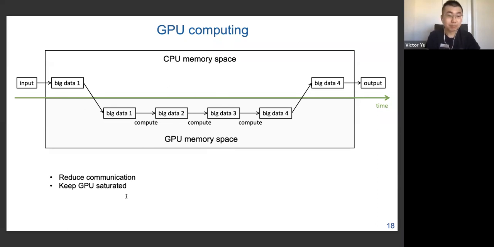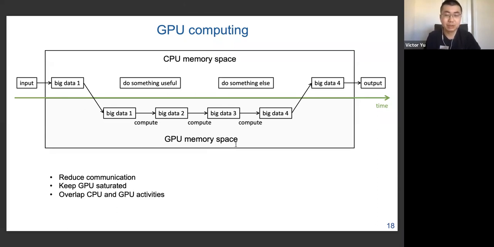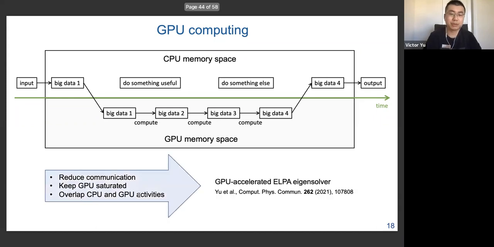And apparently, when the GPUs are doing some computations, the CPUs can be idling or they can do some other tasks suited for CPUs. So by overlapping CPU and GPU activities, we can further reduce the total computational cost. Those strategies have been utilized to develop a GPU accelerated ELPA two-stage eigensolver, which is the first distributed memory and GPU accelerated eigensolver.